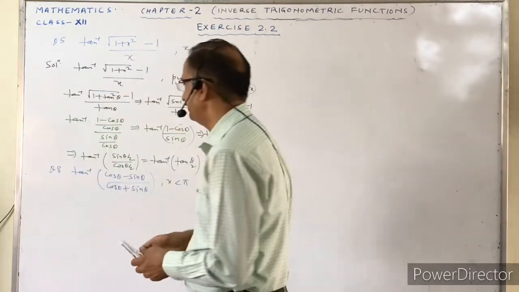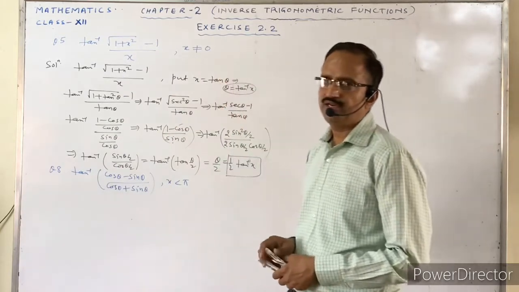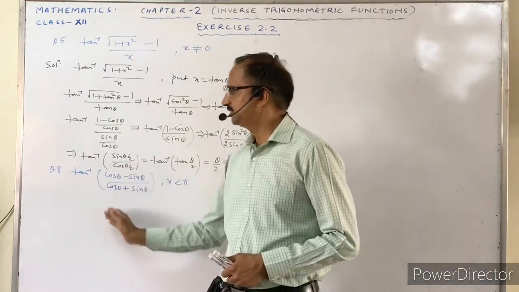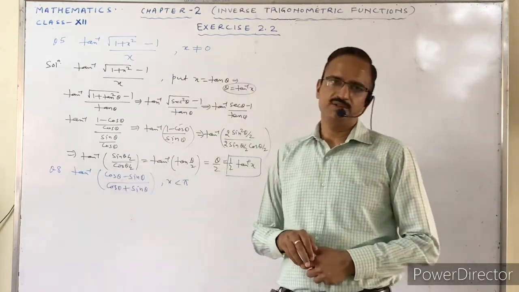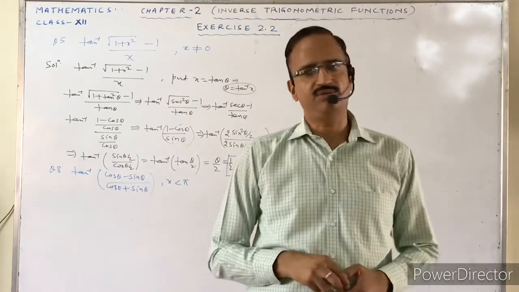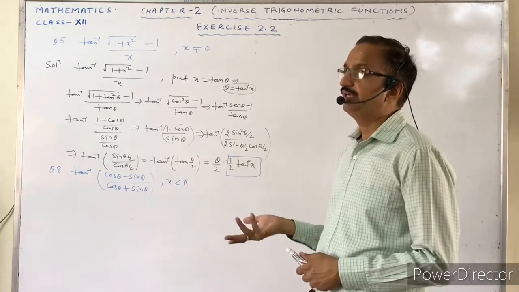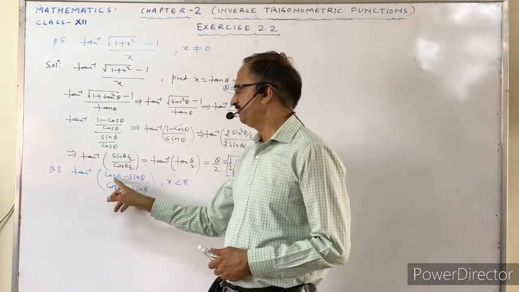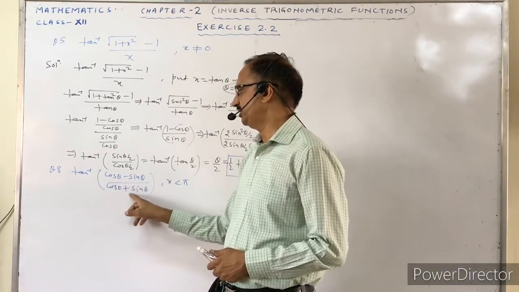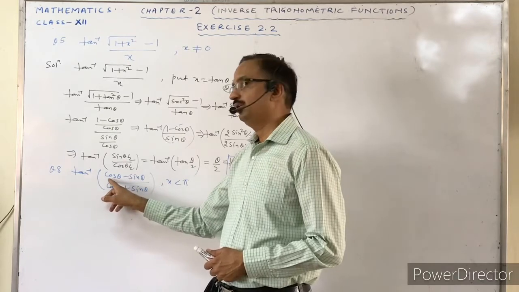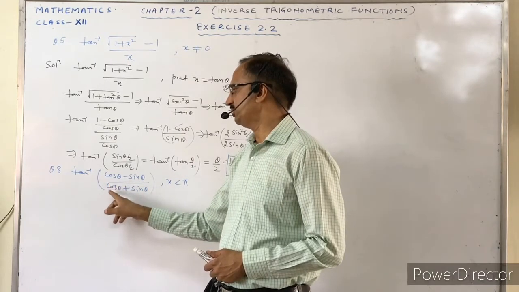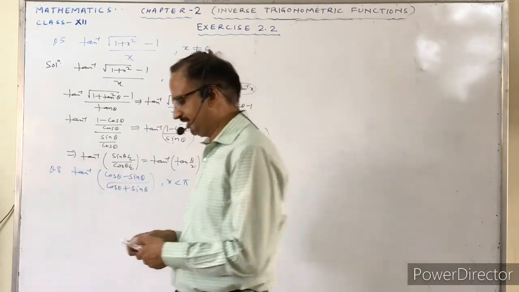Now again we have tan inverse, so we will try to make this also in the form of tan, so that tan inverse and tan cancel out. So first of all make this in the form of tan. When we divide the numerator and denominator, or take cos theta as common, then cos theta will cancel, and we will get what?